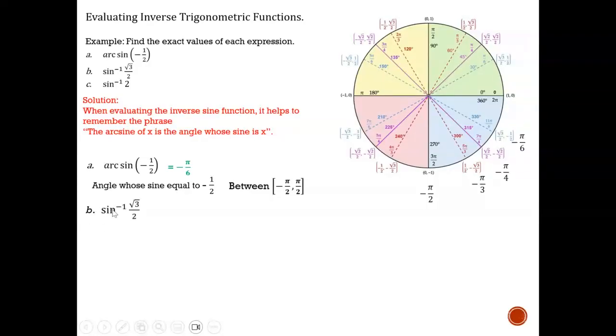Let's do another one. The arcsine, or sine to the negative 1, is the same thing. It means the inverse sine of square root of 3 over 2. Now this is how you read it: the angle whose sine equals square root of 3 over 2. That means it's going to be between quadrants 4 and 1. In quadrant 4 the sine's negative, so it's got to be in quadrant 1. So we go to the square root of 3 over 2, which is at pi over 3. So the answer is pi over 3.